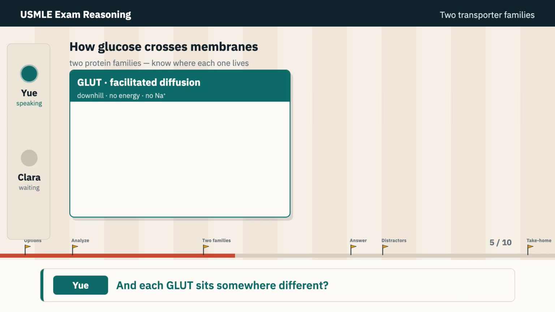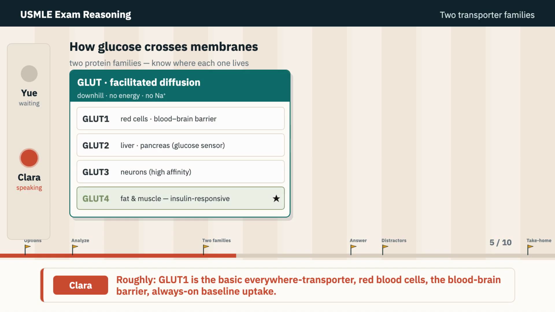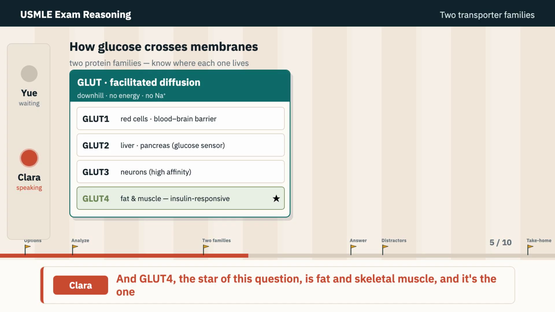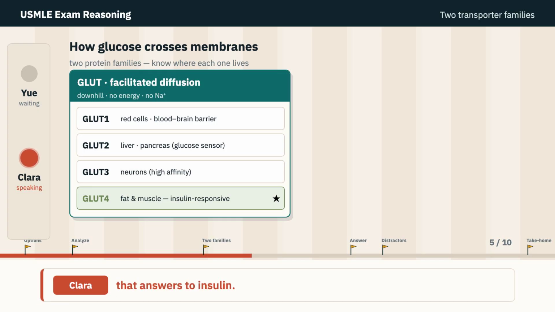And each GLUT sits somewhere different? Roughly, GLUT1 is the basic everywhere transporter, red blood cells, the blood-brain barrier, always on baseline uptake. GLUT2 is the liver and the pancreatic beta cell, a low-affinity sensor that tracks how high blood sugar is. GLUT3 is neurons, high affinity because the brain wants first pick. And GLUT4, the star of this question, is fat and skeletal muscle. And it's the one that answers to insulin.